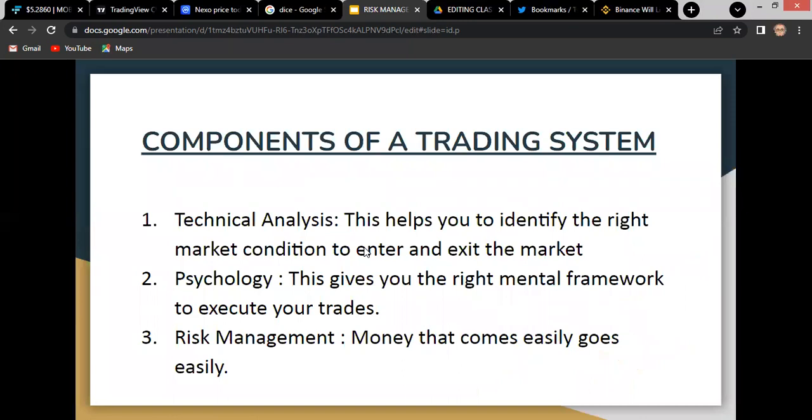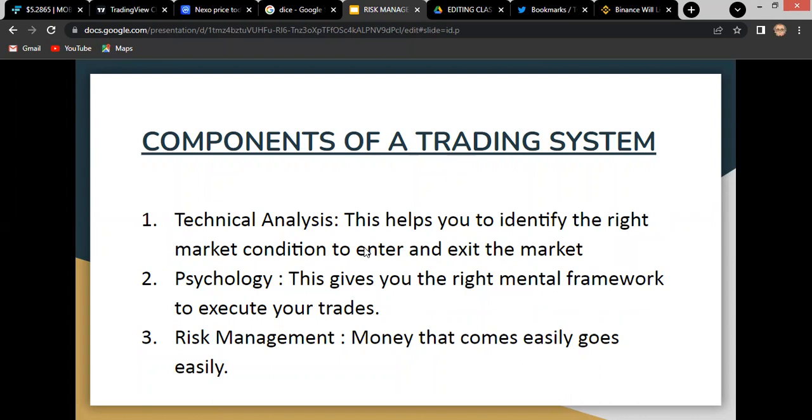Every trading system comprises three things. We have the technical analysis part, we have the psychology part, and then we have the risk management. But then a profitable trading involves three things. A profitable trading is built on a tripod. I call it a tripod because it consists of just basically three things. We have a sound individual psychology, we have a logical trading system, and then we have a good money management plan.